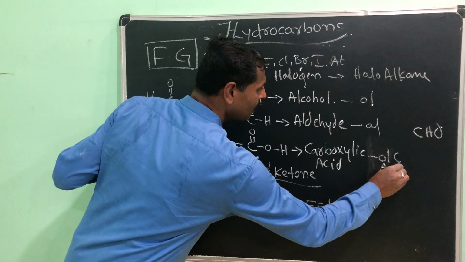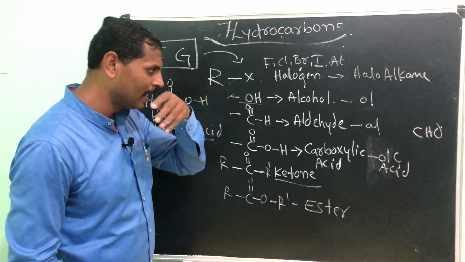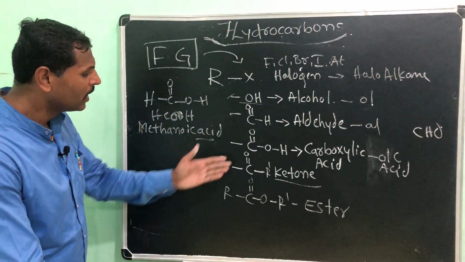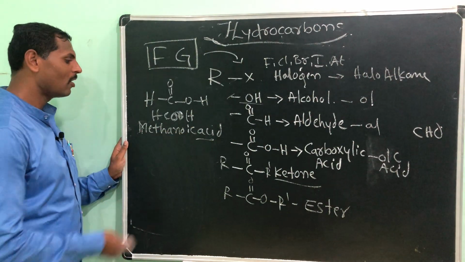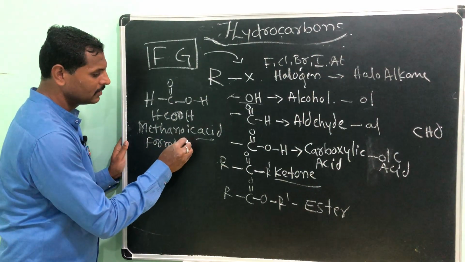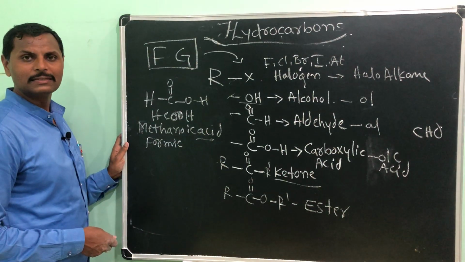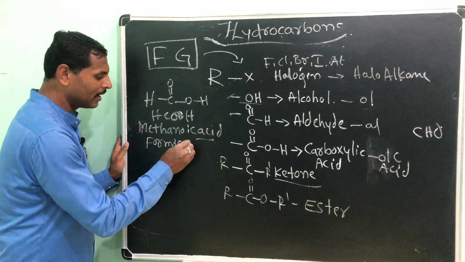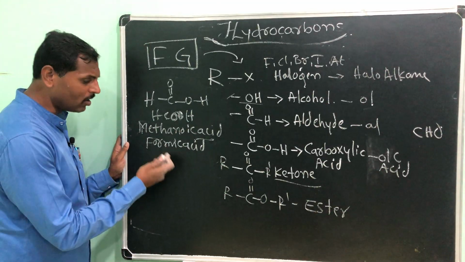How we have taken the OL, AL for the OH, alcohol and aldehyde respectively. Like that we have to take oic acid as a suffix for the carboxylic acid group. Methanoic acid, also called formic acid. How we have taken for this one as a formaldehyde. Like that, formic acid, formaldehyde, ethyldehyde, like that here also formic acid, methanoic acid or formic acid.